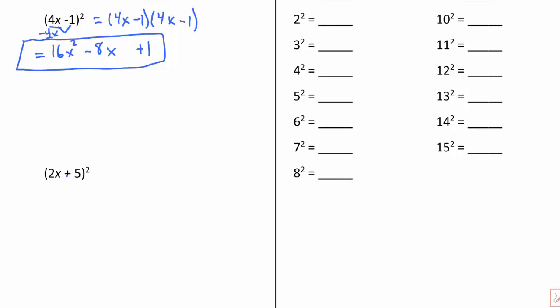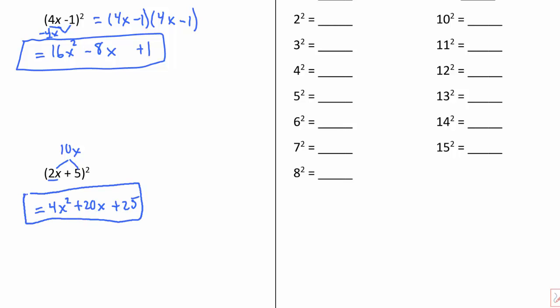Now let's look at (2x + 5) squared. I'm going to do the same thing as I just did. I'm going to square the 2x. That gives me 4x squared. Square the 5. That gives me 25. Now notice that these are both positives here at the end. Now multiply these two together, and that gives me 10x, and then double it gives me 20x. So it gives me 4x squared plus 20x plus 25.